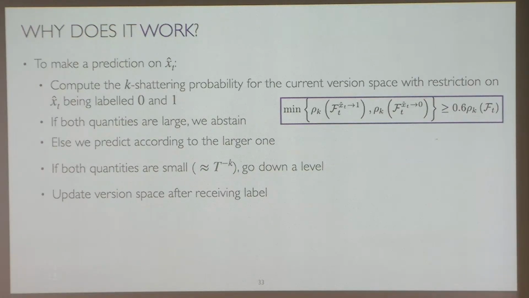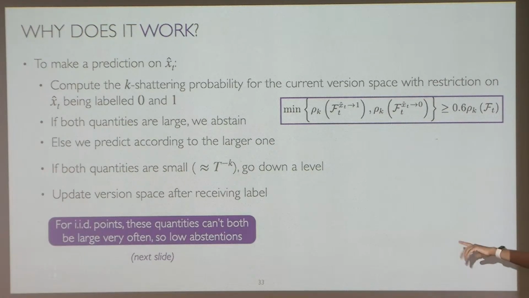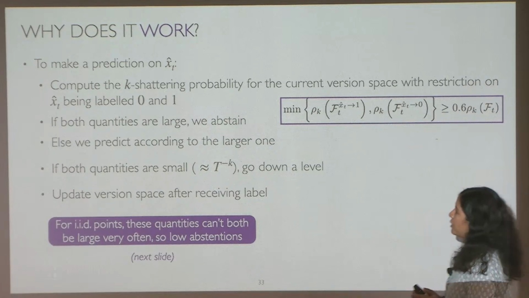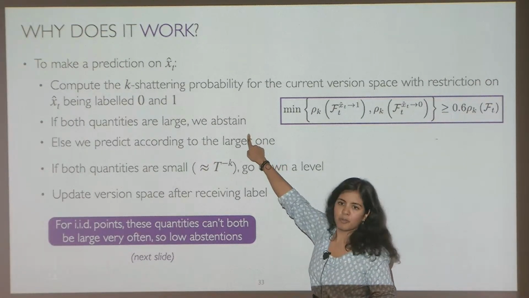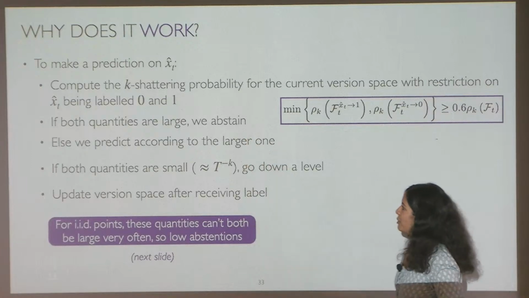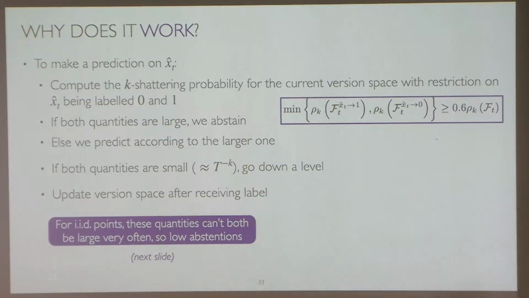Okay, so why does this work? For ID points, I need to show two things. First, that I don't abstain too much, so I need to say that for ID points, both quantities cannot be large. Second, that every time this algorithm makes a mistake, it makes some improvement, so my mistakes are bounded.